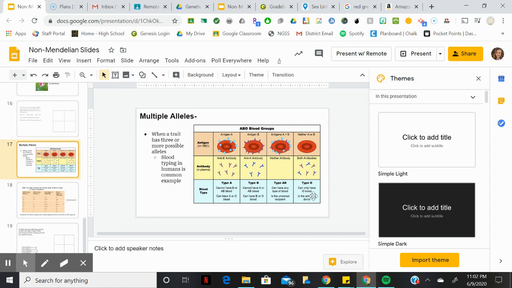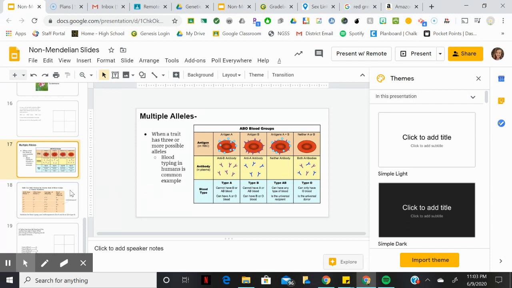So type O can only get blood from other type O people. You cannot have any antigens on your red blood cells or it'll be attacked because you have all the antibodies. But you can be the universal donor. You can donate blood to any of these people because there are no antigens on your blood to raise alarm from the antibodies. So that's how blood typing works if you're interested.